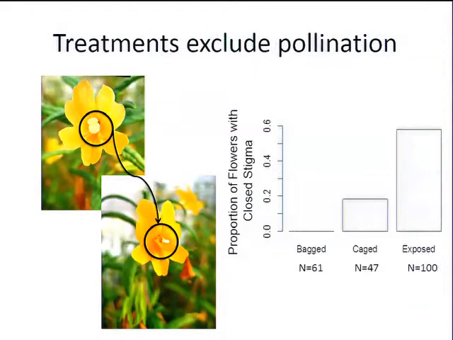All right, so did our treatments work? Well, they seem to have worked pretty well. In the bagged flowers, basically none of the stigmas were closed. In the caged flowers, less than 20% of the stigmas were closed. And the exposed flowers had about 50% closed. So it's not a perfect treatment, but it seems to have worked to some extent.